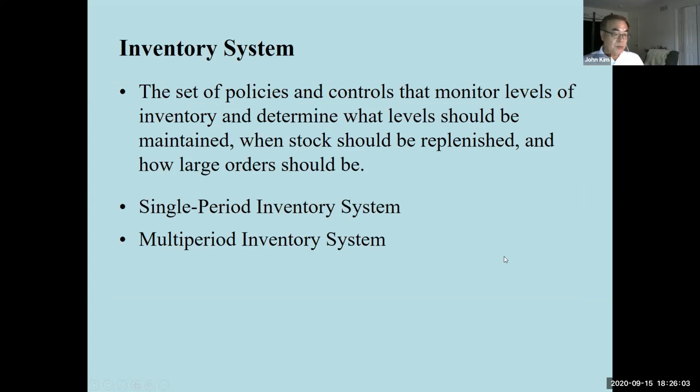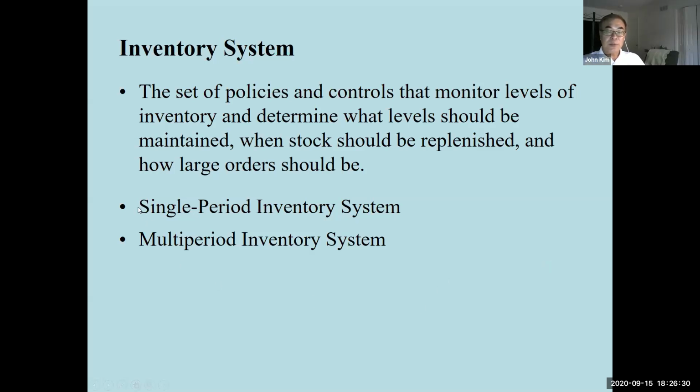Next, inventory system. An inventory system is such as an ordering system. We need inventory to meet demand. So if we forecast the demand size, then to meet demand, we order that many. So an inventory system is kind of an ordering system.